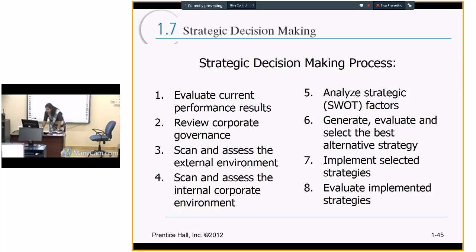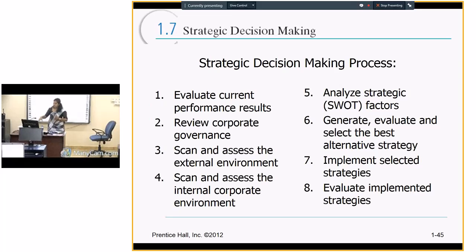Yes, this is the strategic decision making process that we learned already. We have to evaluate the performance, then review corporate governance, which I think is a separate topic that we have to talk about. Then we have to think about what is happening in the external environment and the internal environment. Then we have to analyze SWOT. That's why we call SWOT the strategic factors.